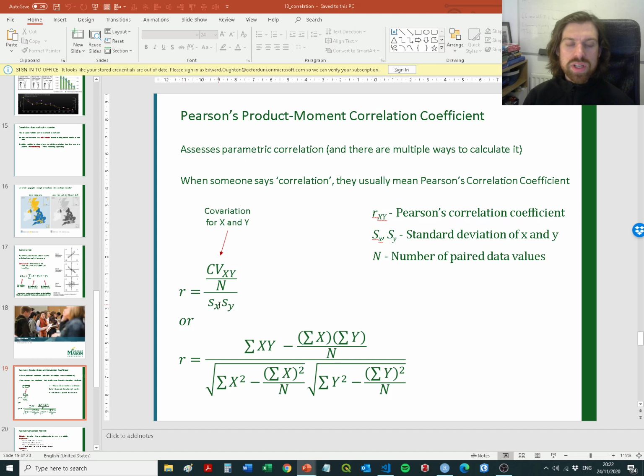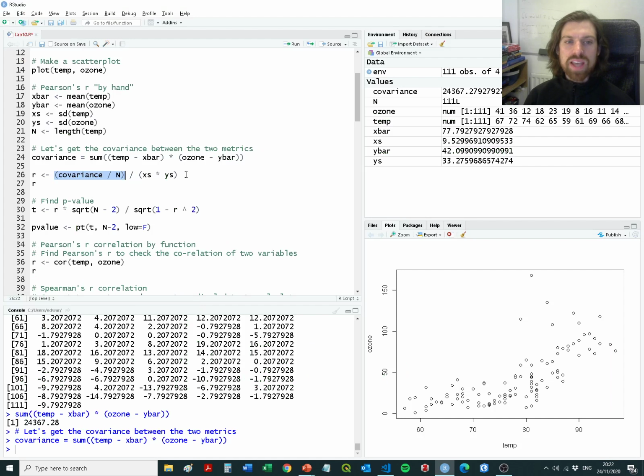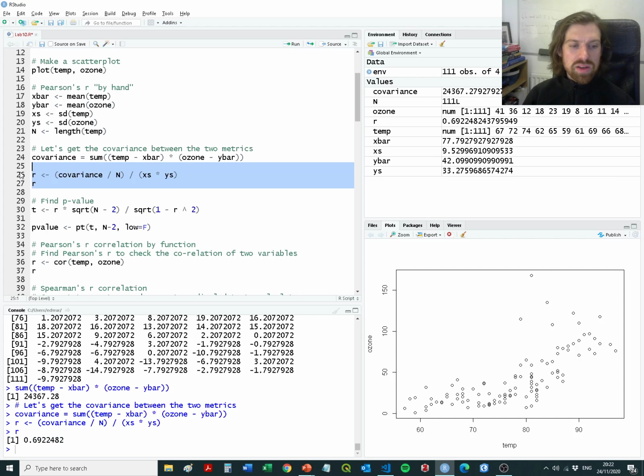And then for the denominator, we basically need to get the standard deviation of the x and the y value, and they need to be multiplied together. So that's this denominator over here. And when we do that, we get a fairly sensible positive correlation coefficient here, which is 0.69. And I think that's kind of what we were expecting, something within that realm when we were looking at the data and saying that this is basically a reasonably strong positive correlation here.